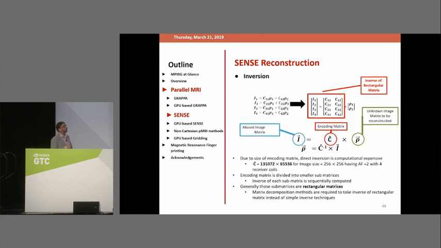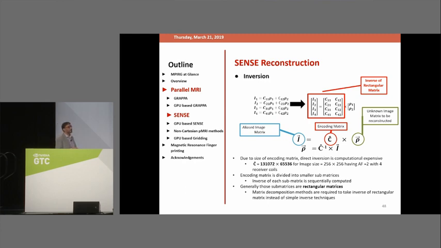If I want to write it in matrix form, I could say I equals C times rho. Rho is what we want to estimate, and we know the encoding matrix, which is composed mainly of the receiver coil sensitivities and also incorporates the Fourier encoding as well, times the alias signals I. So we could simply take the inverse of the encoding matrix multiplied by the alias signals, and we get a true estimate of the signals.